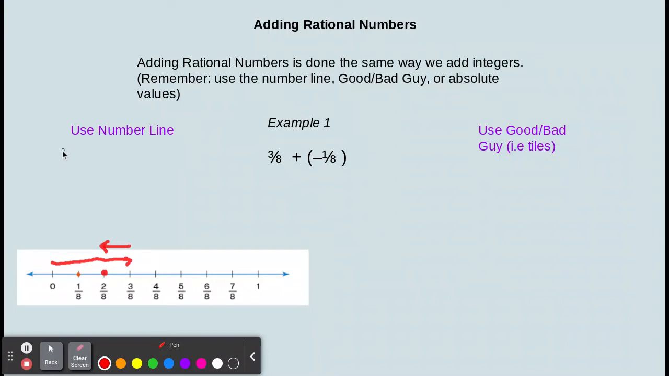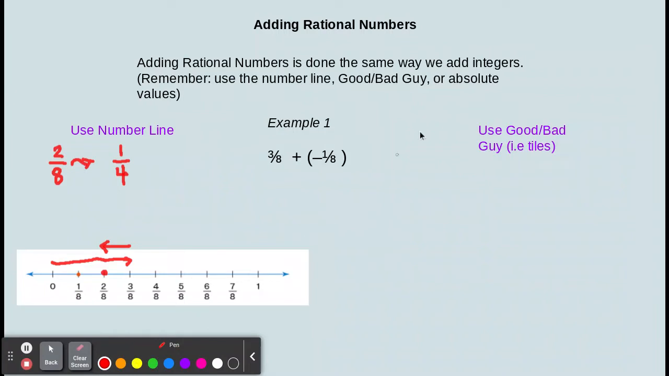It looks like we end up on the number line at 2/8. However, this is only partially correct because we can simplify this one. If we simplify, this becomes 1/4. The other method we can use is good guys versus bad guys.